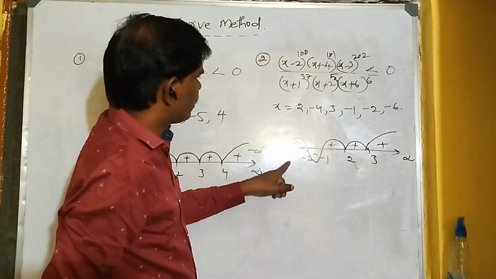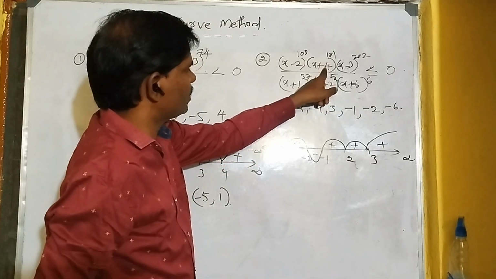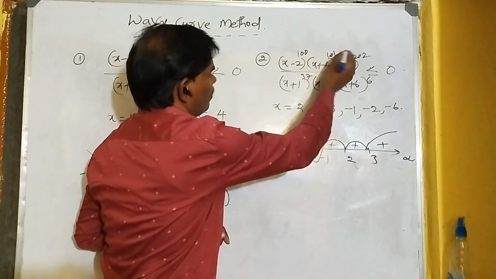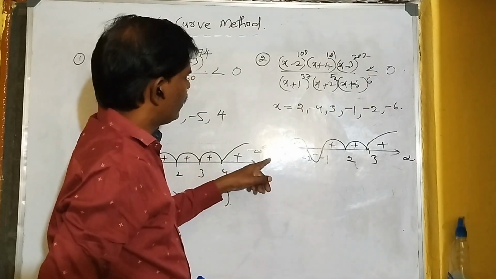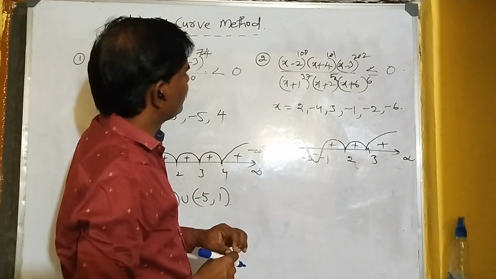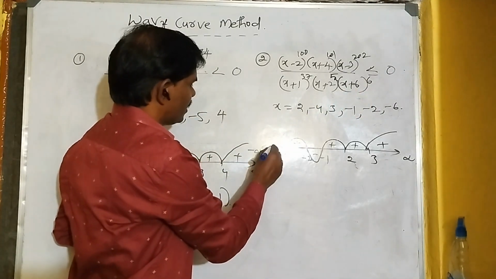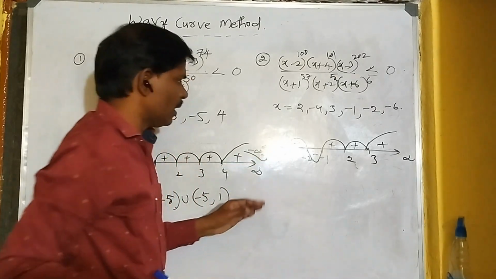Next is minus 4, with power 101. 101 means odd number. Odd number means the curve changes. Next, minus 6, with an even power. It does not change the curve. This is also negative.